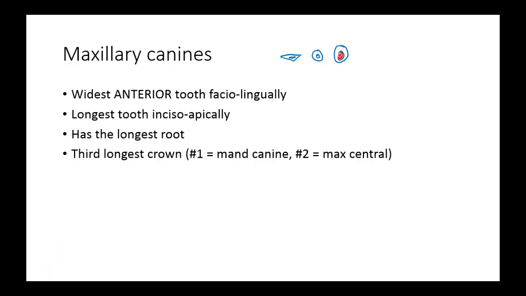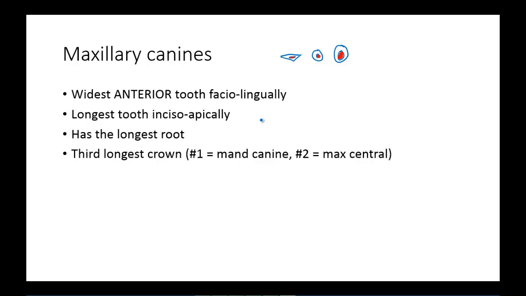What else? It's the longest tooth incisal-apically. It has the longest root, but it has the third longest crown. Remember, the mandibular canine is just a smudge taller than the maxillary central in terms of crown height, and the maxillary canine comes in third. But overall, it's the longest tooth, and by having the longest root, it's also the most stable tooth in the mouth. The mandibular canines have the second longest root, and so they are the second most stable teeth in the mouth.